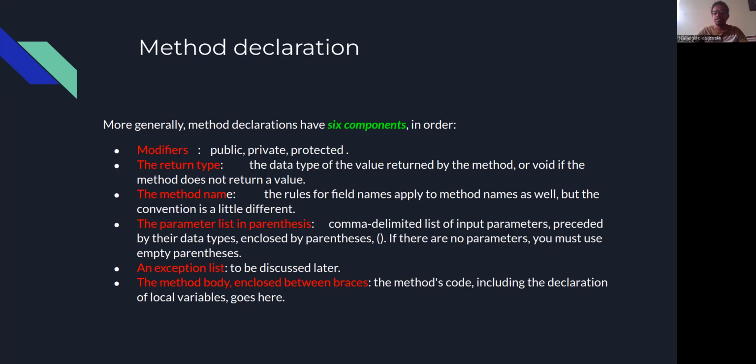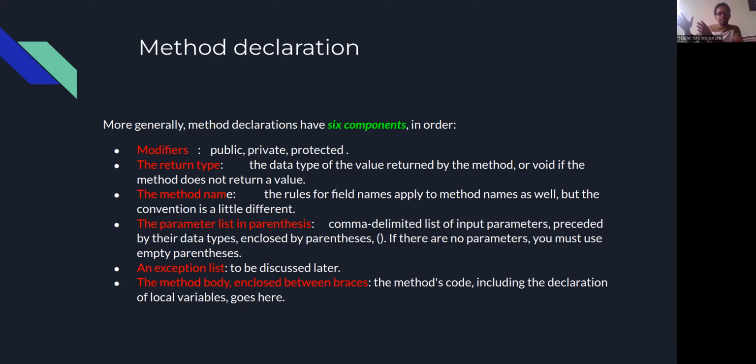The second one is the return type. We declare the access modifier, then followed by the return type of a method. A method may or may not return a value. If it does not return a value, we use the word void. If it returns a value, we put the data type. It may be int, string, double, boolean, or another user-defined data type.